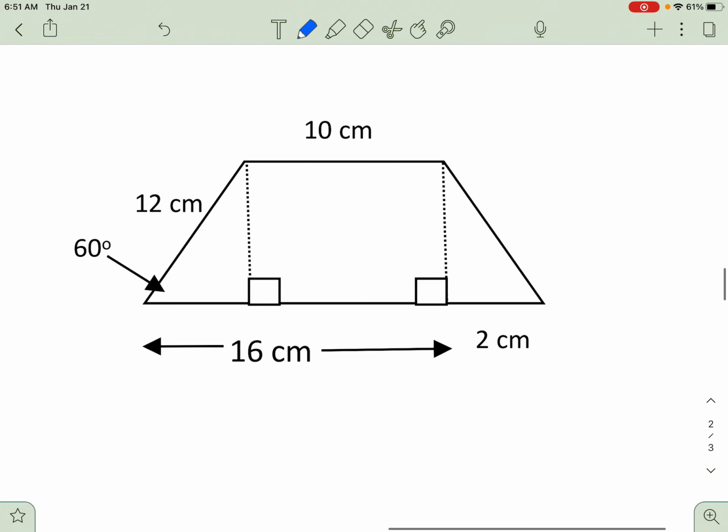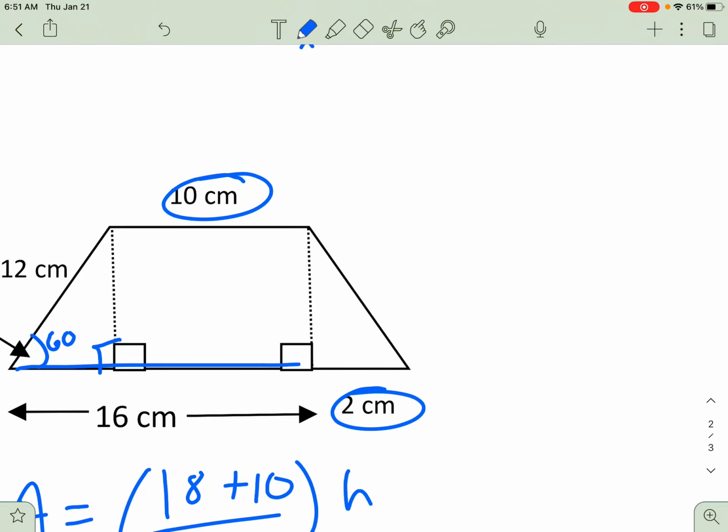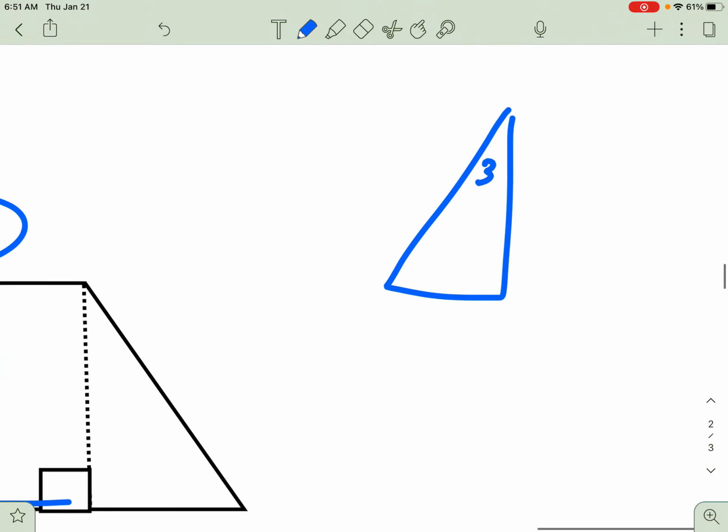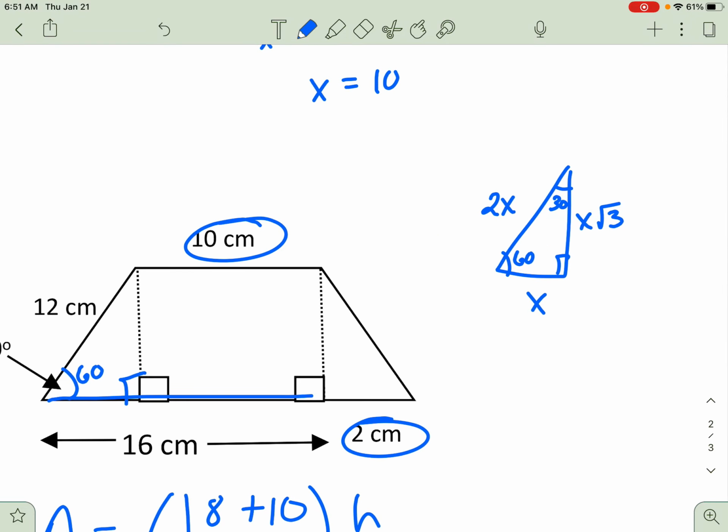Okay, last one before we get to a word problem. So we have the base. This part is 16. This part is 2. So we know the whole base here is 18. The other base here is 10, divided by 2, times the height. Problem is we don't have the height, right? We need that. That's this. But we do know that this is a 60, this is 12, and this is 90. So what we have is a 30, 60, 90. In a 30, 60, 90, the sides are x, the hypotenuse is always 2x, and then x radical 3.